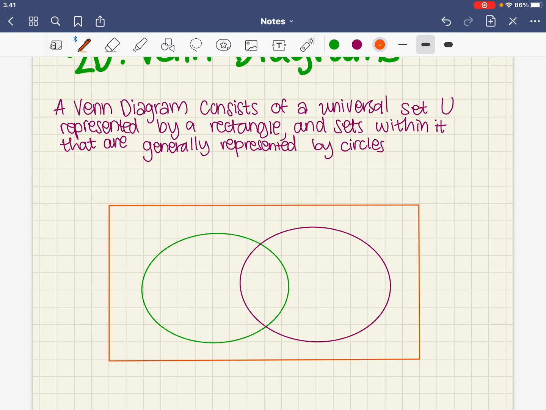So let's say we're comparing and contrasting between cats and dogs, right? So cats and dogs, they exist in this animal universal set, right? So U is all the animals. All animals in the world. And then the green here represents dogs. And the purple here represents cats.